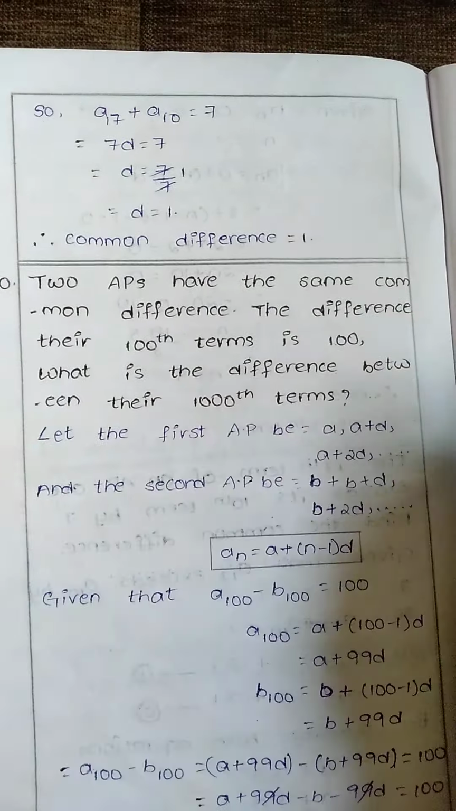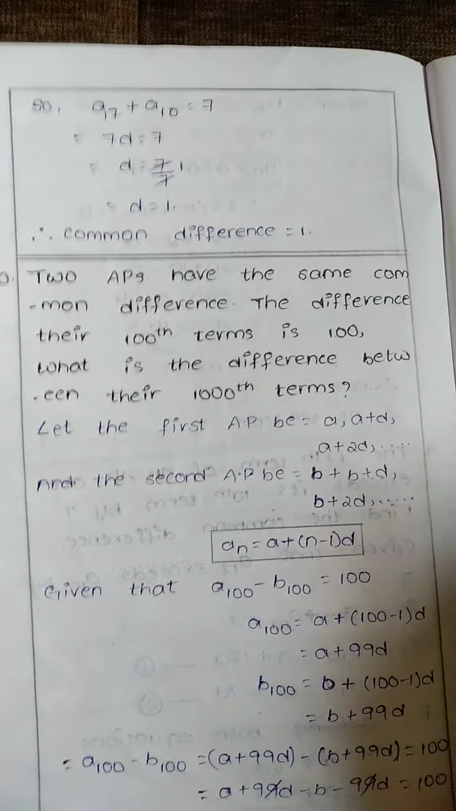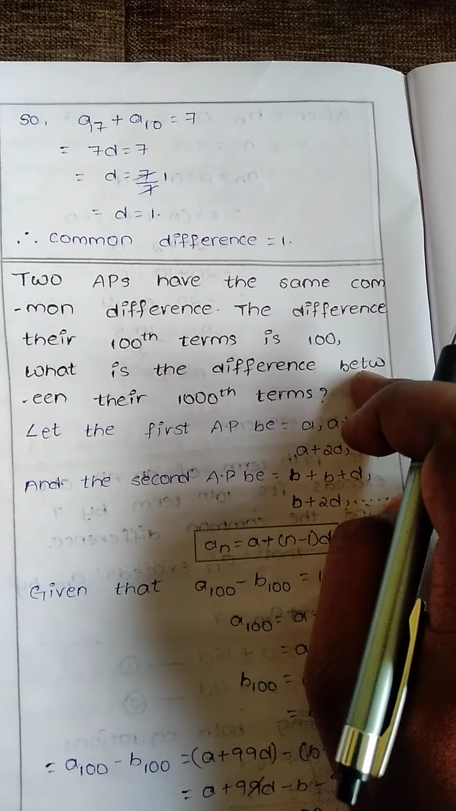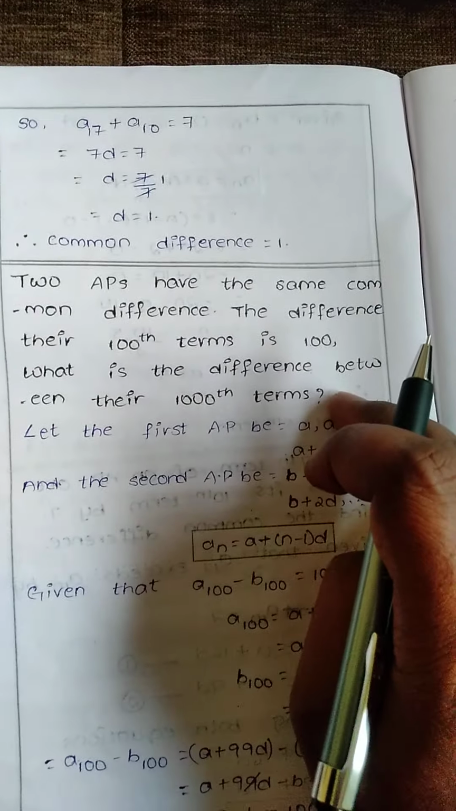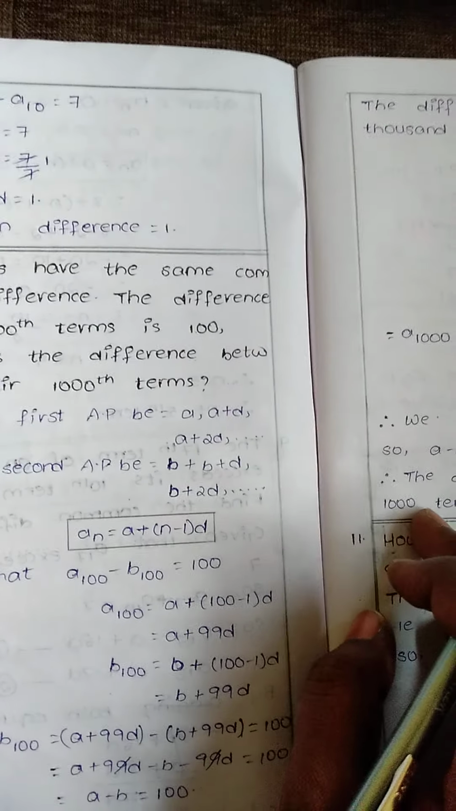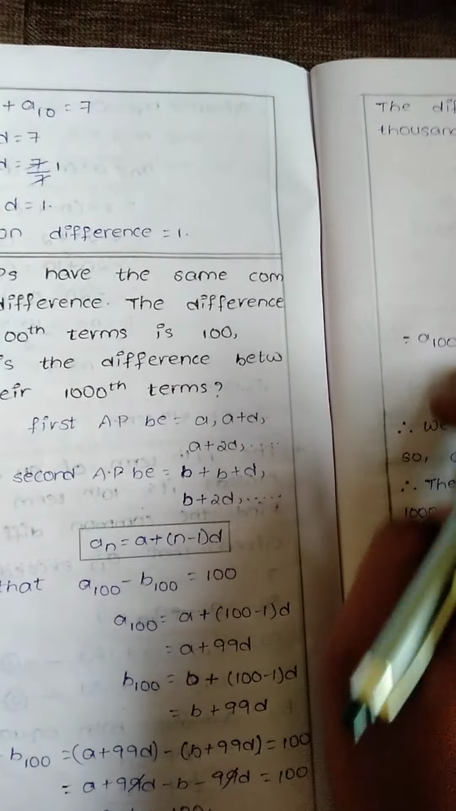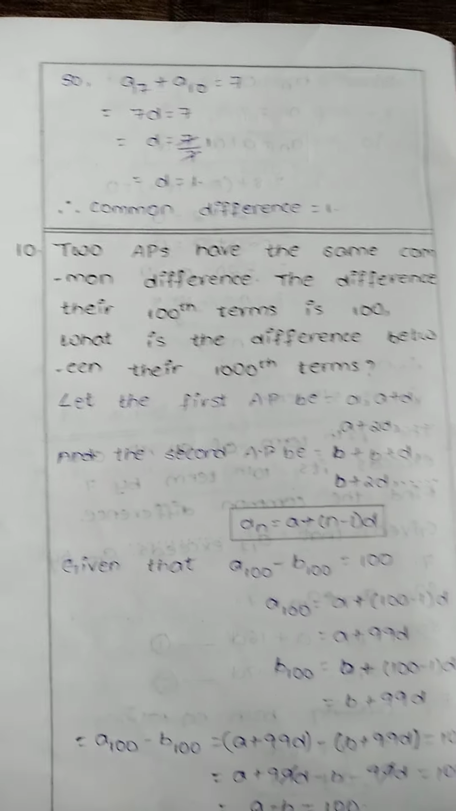See here, this is one AP, here is one more AP. Here the 100th term is here, and here the 100th term is here. These two differ by 100. Then here the 1000th term is there and here the 1000th term is there. Then what is the difference between these 1000th terms? We can say directly 100 only, but we'll see the working.